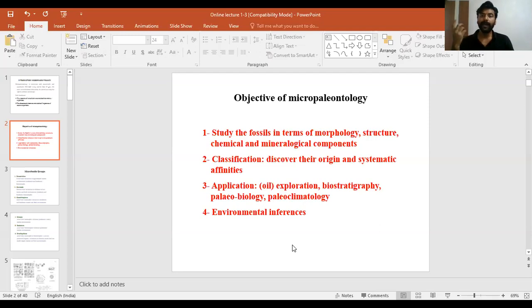Okay. Then the other part is about discovering the origin and systematic affinities. In order to understand micropaleontology and to classify these microfossils, we need to understand from where they evolved, how they originated. For this, we need to apply the law of faunal succession, which says the complexity of life increases with time. But these are unicellular organisms, so you cannot apply it there.